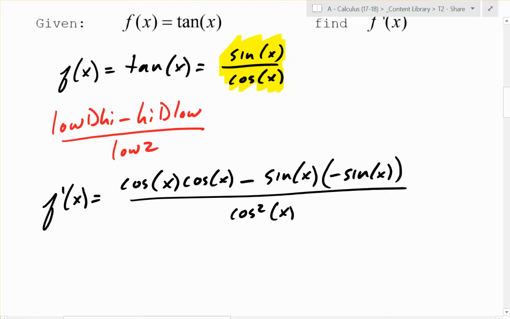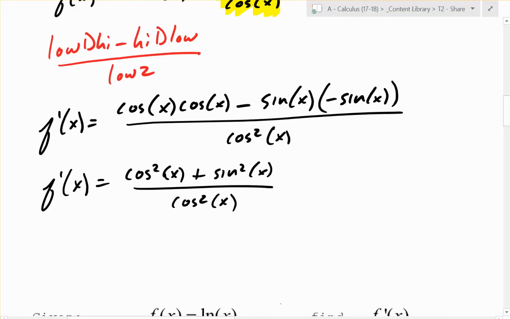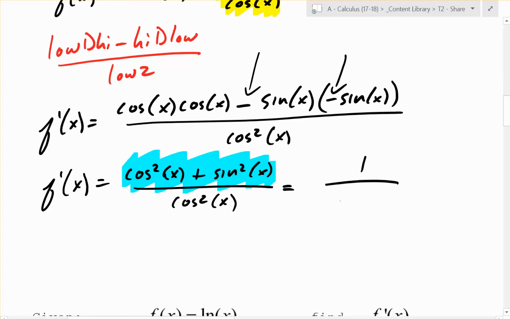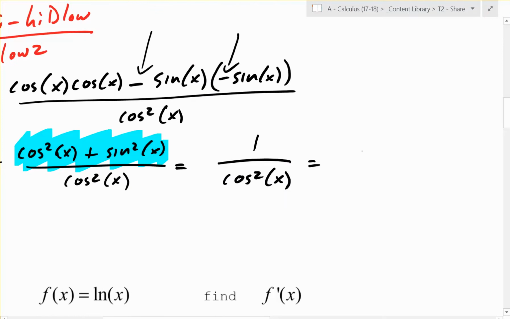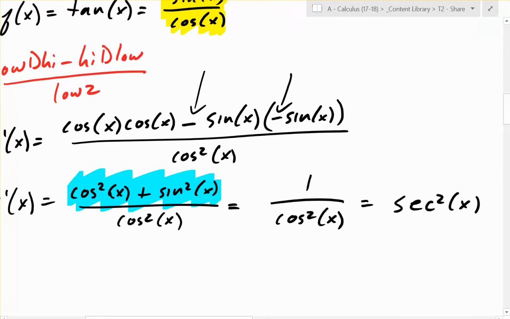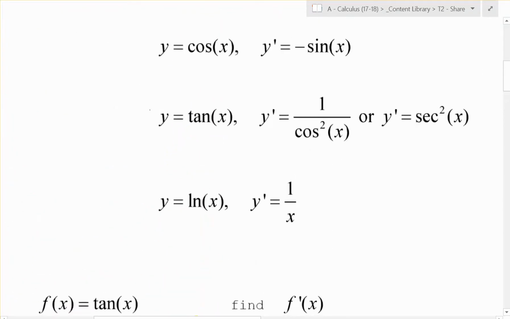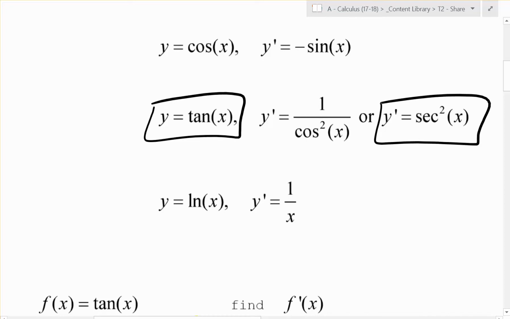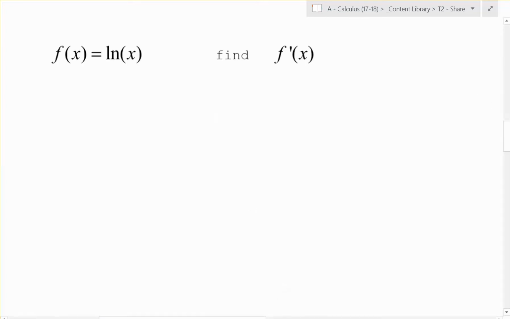So what you end up with when you clean this up a little is cosine squared plus sine squared. Remember you have the two negatives out there, so it turns into plus. So you have cosine squared plus sine squared over cosine squared. Cosine squared plus sine squared, this is a trig identity. It's always equal to 1, so this is equal to 1 over cosine squared of x. And by definition, 1 over cosine is secant, so this is just going to be secant squared x. So what that tells you is that the derivative of tangent is secant squared.